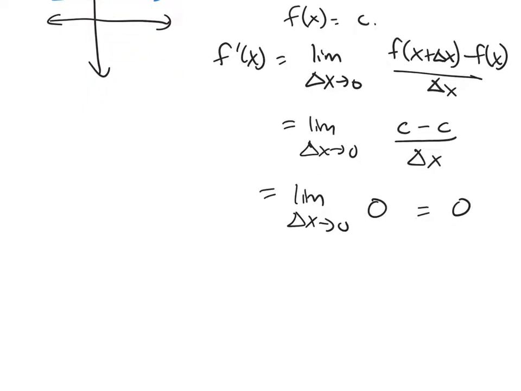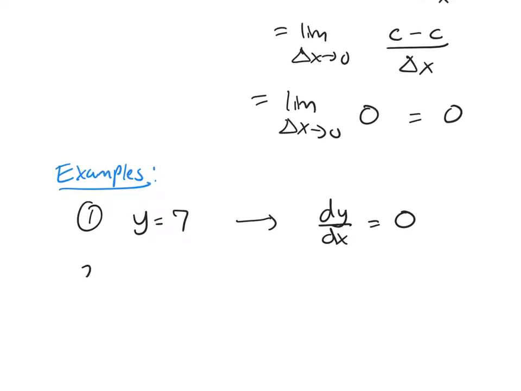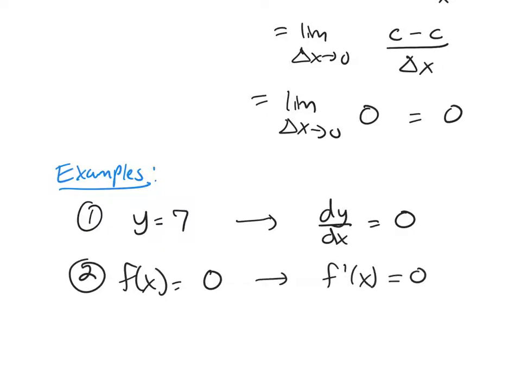So let's look at some examples. So the first one, if my function is y equals 7, then the derivative of that, dy dx, that means derivative of y with respect to x, that would be 0, because it's just a constant function. If I'm looking at the function f of x equals 0, the derivative, f prime of x, would also be 0.